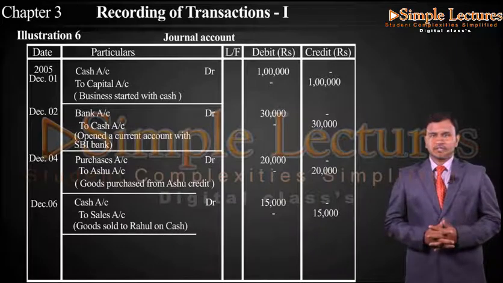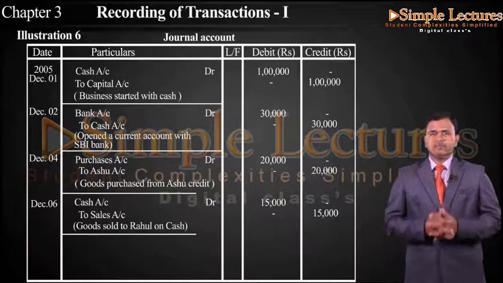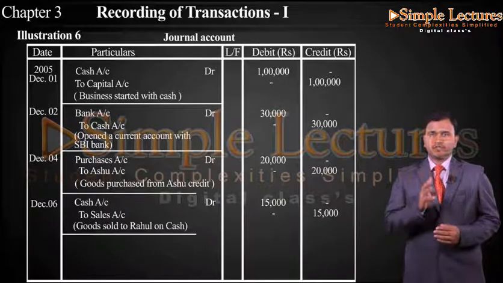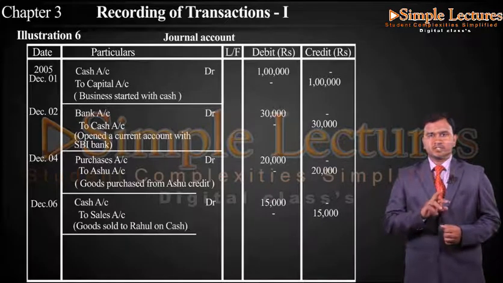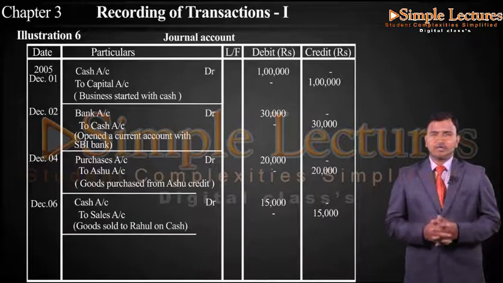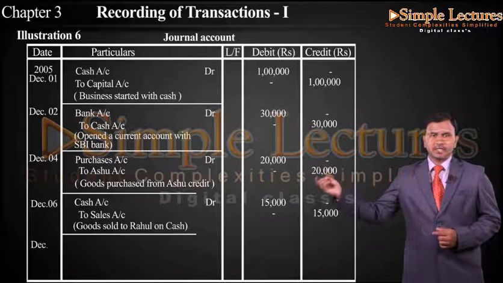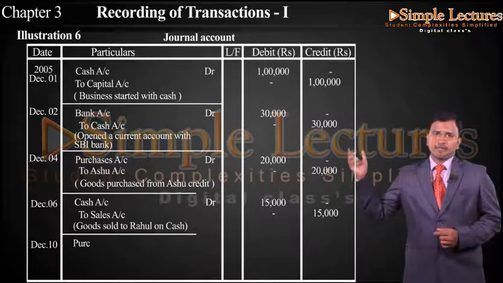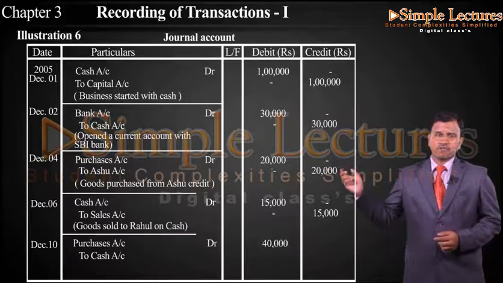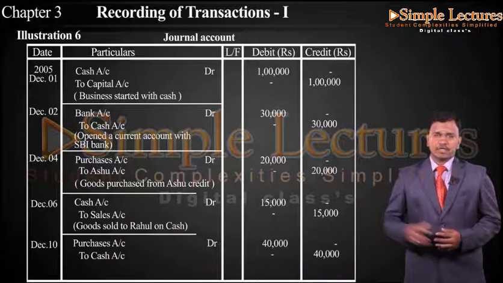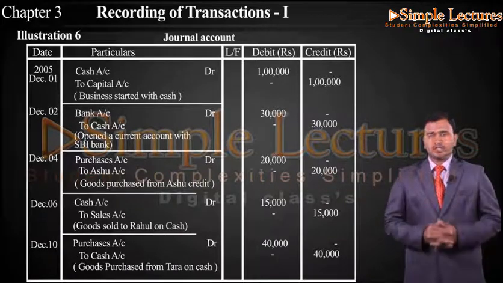Let us take the next transaction which we have on December 10th. Bought goods from Tara for cash, 40,000. So, again here it is specified that the goods were purchased from Tara, but it is on cash. Let us take the journal entry for this. Date will be December 10 and the entry will be purchases account debtor to cash account, 40,000 debit and 40,000 credit. Narration: being goods purchased from Tara on cash.